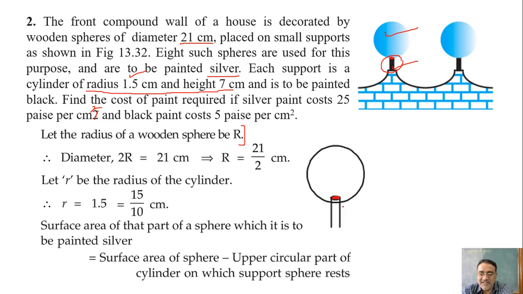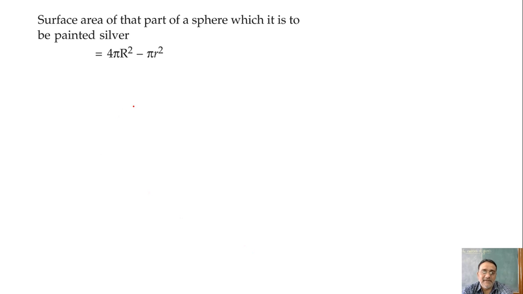Okay, so whether this is clear? Yes. Total surface area of sphere minus upper circular part of the cylinder on which the sphere rests. Whether this is clear? Yes, sir. And what is the area of circular part? Pi r square, small r square. Okay, that we have to subtract. So we are getting this one. Any doubt here? No, sir.